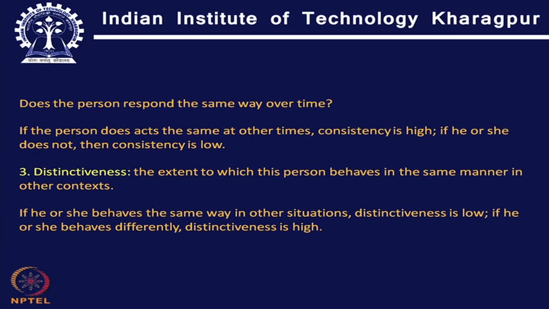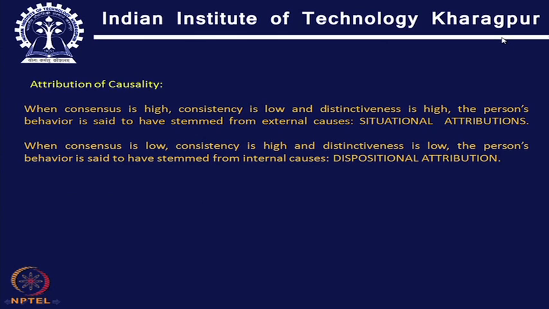So, we have three defining characteristics: consensus, consistency, and distinctiveness. And there are two parts to each, high and low, of all these three: consensus, consistency and distinctiveness. Now, how do we attribute the causality, whether it is a situational attribute or it belongs to the person?